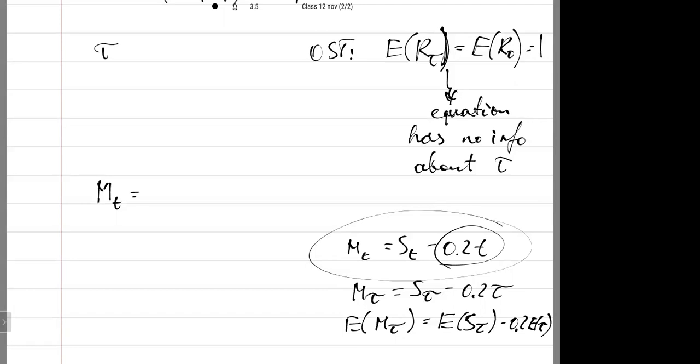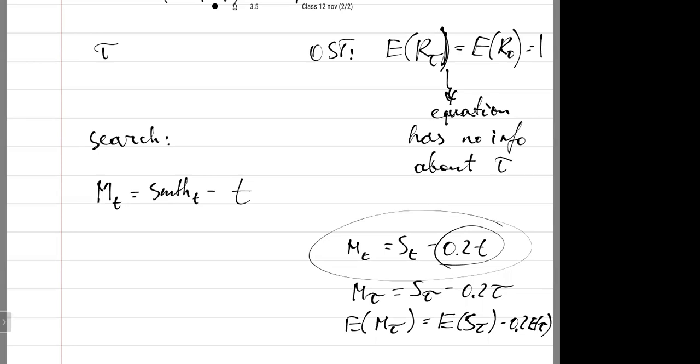If it is the case, then the optional stopping time theorem will give me information about tau, about the expected value of tau. Okay, so I'm searching for a martingale. My original martingale R_t is a good martingale, but it has no information. So I'm searching for something like a martingale equal to something minus t. In this case, when I apply the optional stopping time theorem, I would obtain an equation for the expected value of tau.